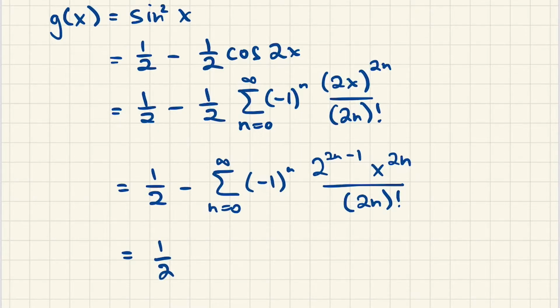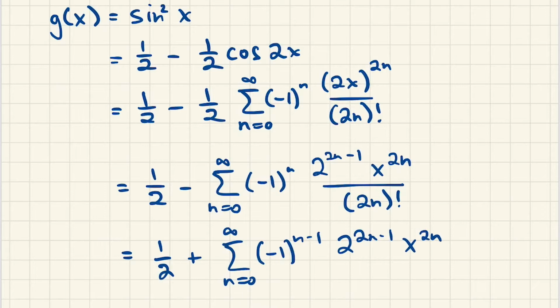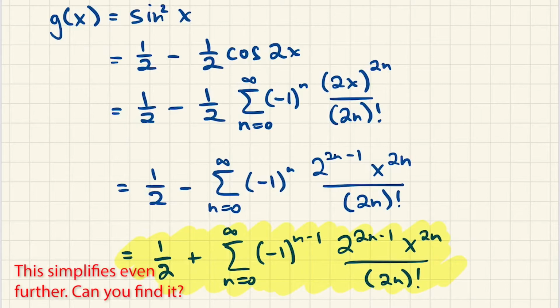But with the negatives subtracting, let's just move the negative inside. So it's a little nicer if we write this as negative 1 to the n minus 1, 2 to the 2n minus 1, x to the 2n over 2n factorial. Now the one above it is correct as well, but it's a little nicer to just push that last negative in and offset the negative 1 power.